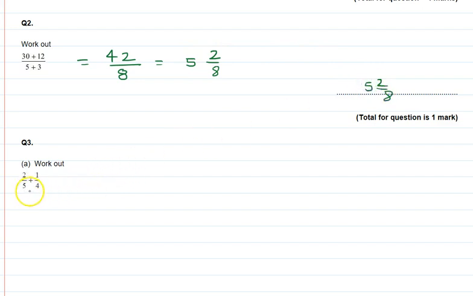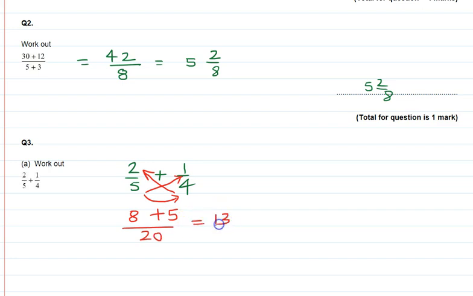Now here it is 2 over 5 plus 1 over 4. So again it is 2 over 5 plus 1 over 4. You can cross multiply, just simple. 4 times 2 is 8. Put a plus sign. Multiply this, 5 times 1 is 5. And the bottom two numbers, 5 times 4 is 20. So 8 plus 5, that is 13 over 20.